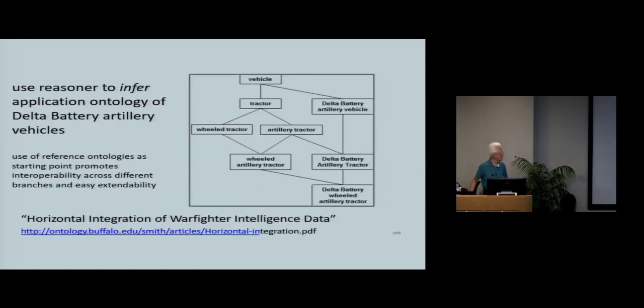And so we can put all of these ontology components together and we get this application ontology. It's an application ontology of delta battery artillery vehicles. And you can see that we don't anymore have single inheritance. We have lots of diamonds. And diamonds are fine for application ontologies, but they're not fine. This is a principle now. They're not fine for reference ontologies.